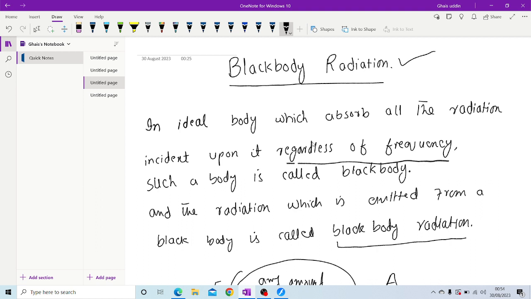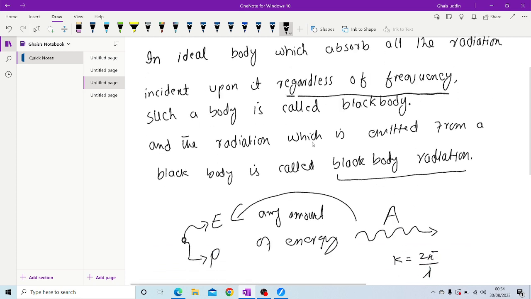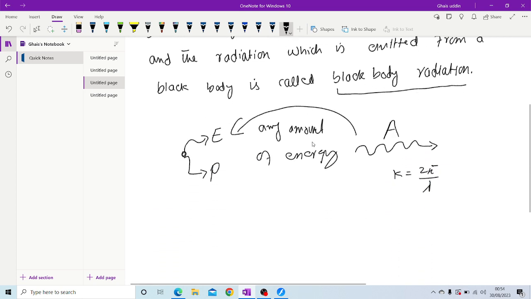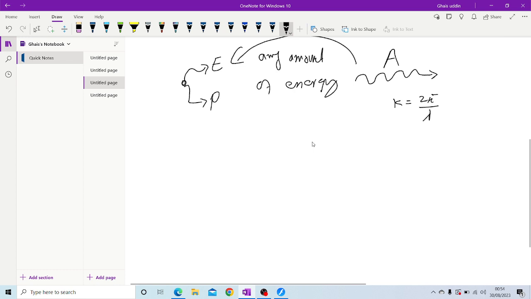So this is an ideal body, but we can approximate a black body. Before this, let us consider how radiation interacts with matter. If this is a body and radiation is incident on it, some of the radiation may be reflected, some may be absorbed in the body, and some may be transmitted through the body.